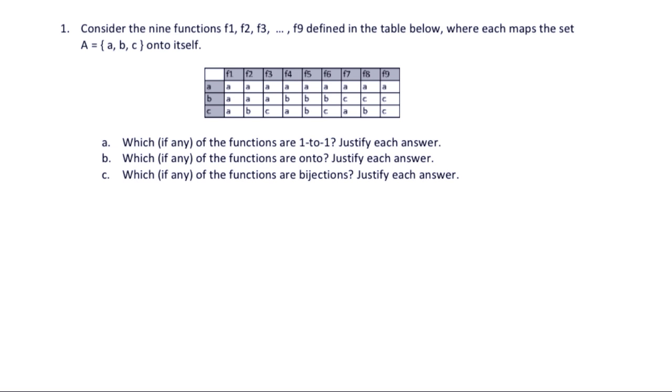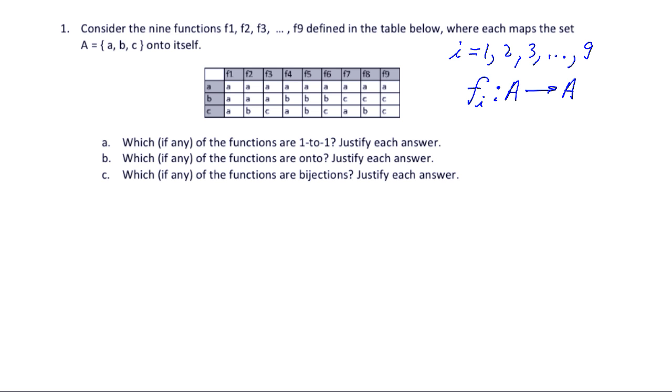Okay, in this video I'm going to do this problem here about the functions f1 through f9 defined in this table, and they each map the set A onto itself. In other words, for each of the functions, for i equals 1 to 9, we can say that f_i maps the set A onto itself. Okay? And it asks which are one-to-one, which are onto, and which are bijections.